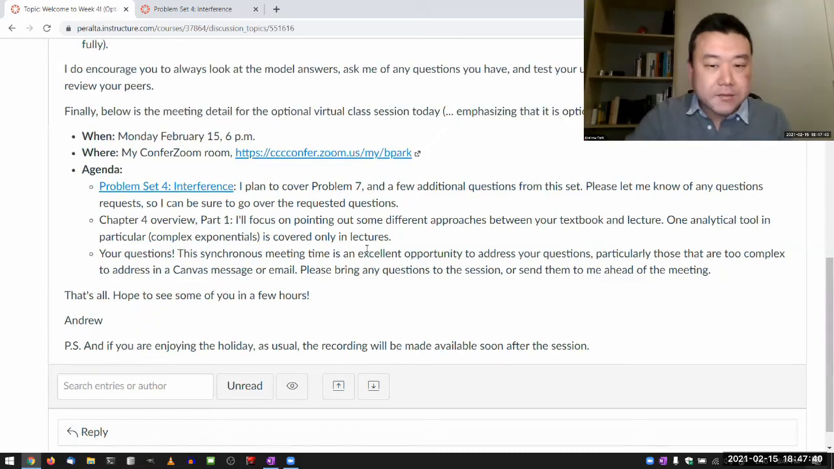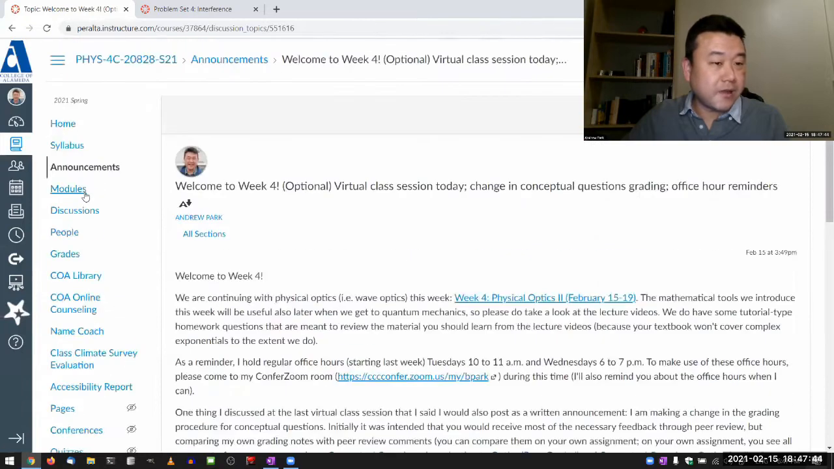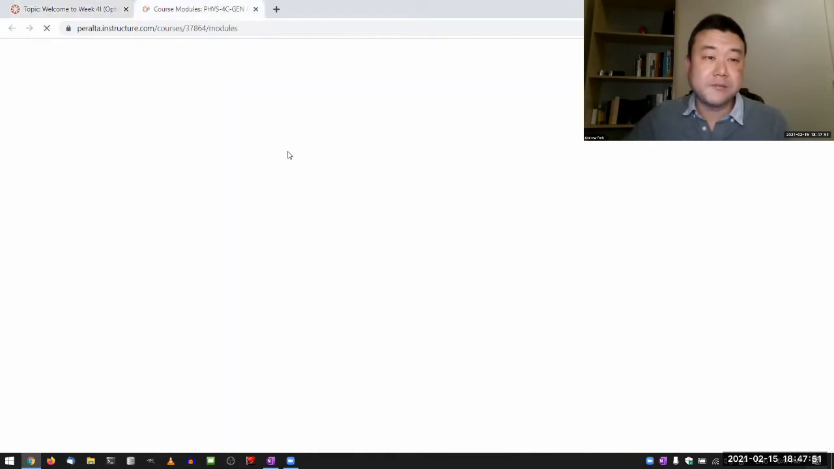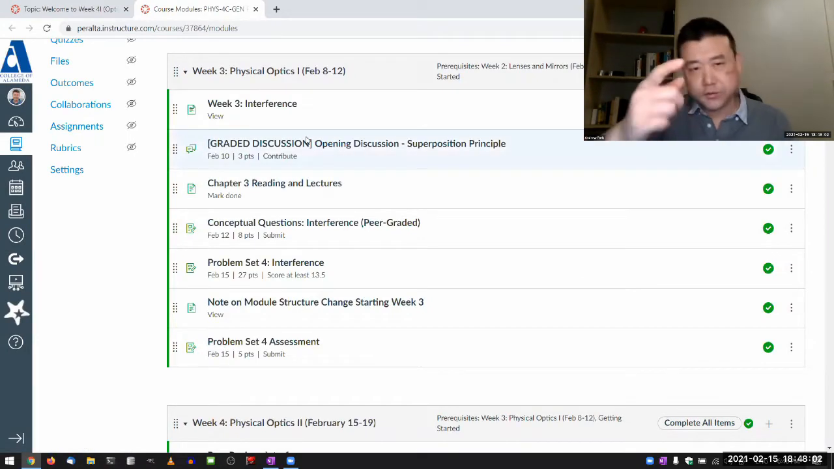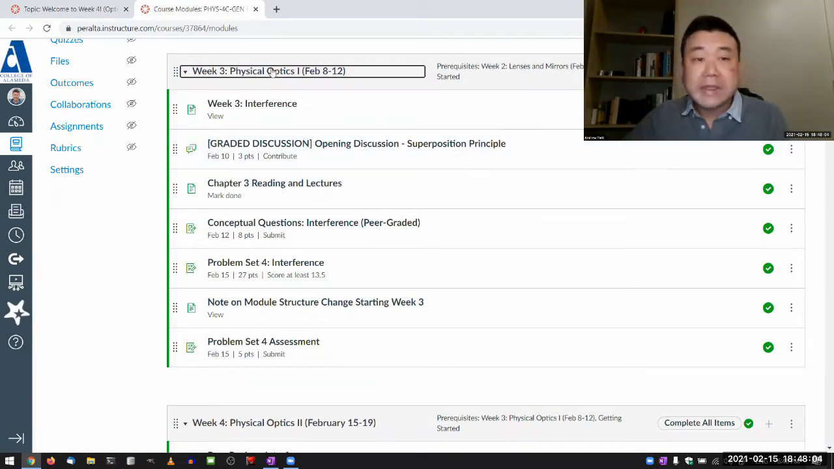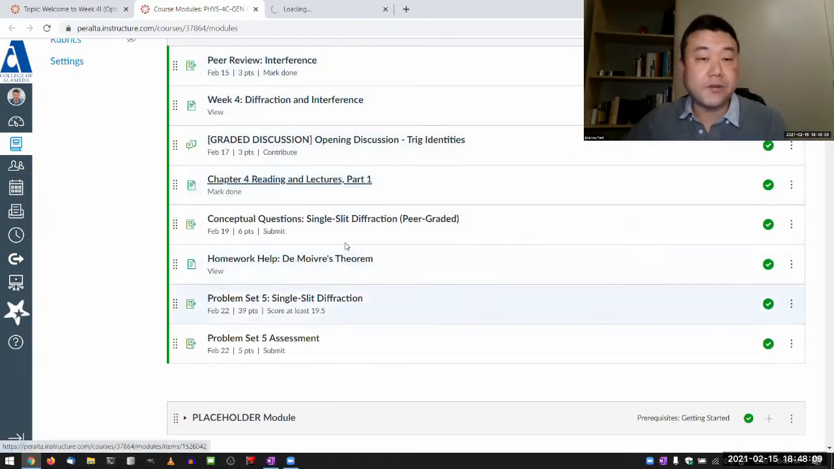So let me point out some differences in approaches between your textbook and lecture. I think those are really the circumstances where it's worth highlighting, because I'm doing things differently from your textbook on purpose. And whenever I do that, I want to make sure that there's no misunderstanding, that nothing in your textbook is wrong. It's just that I have different preferences.